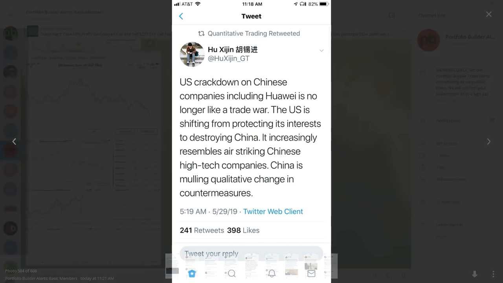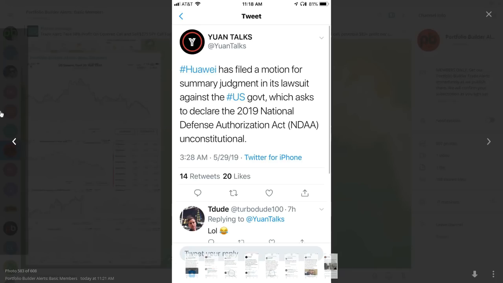U.S. crackdown on Chinese companies, including Huawei, is no longer like a trade war. The U.S. is shifting from protecting its interests to destroying China. It increasingly resembles airstriking Chinese high-tech companies. China is mulling qualitative change and countermeasures. Most likely why we have the big sell-off today. Step one, sell all U.S. equities. Huawei has filed a motion for summary judgment in its lawsuit against the U.S. government, which asked to declare the 2019 National Defense Authorization Act unconstitutional.